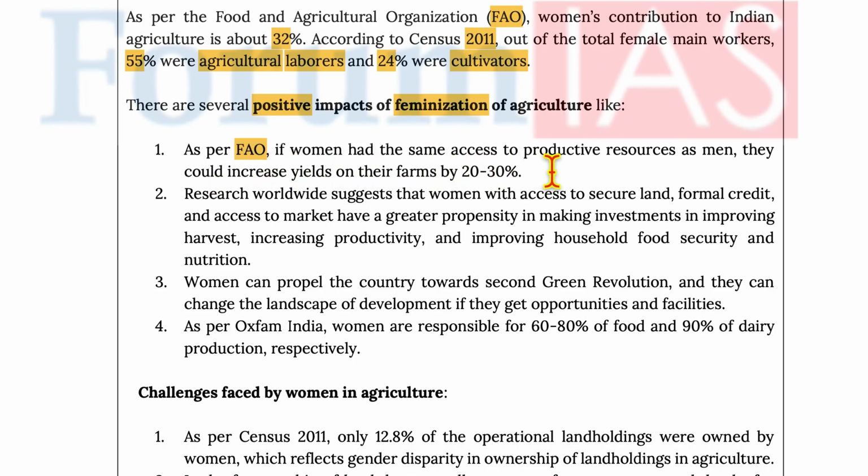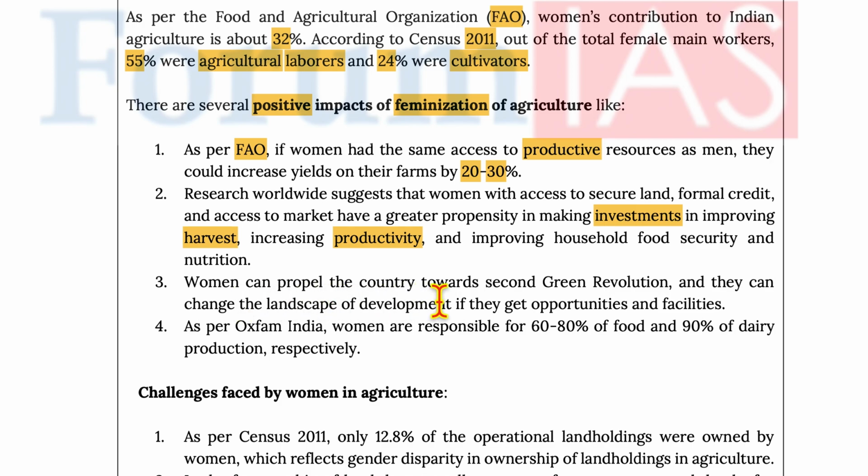Now, there are several positive impacts of feminization of agriculture. As per FAO, if women had the same access to productive resources as men, they could increase yield on farms by 20 to 30%. Research worldwide suggests that women with access to secure land, formal credit, and access to market have a greater propensity to make investments in improving harvest, increasing productivity, and improving household food security and nutrition.